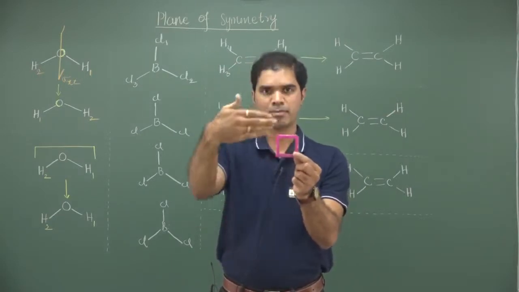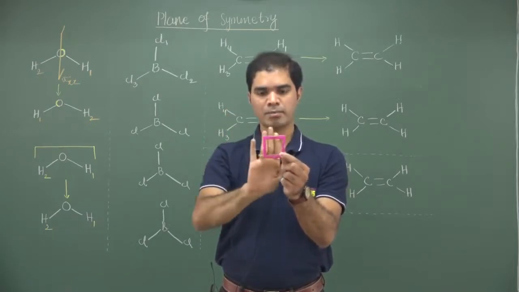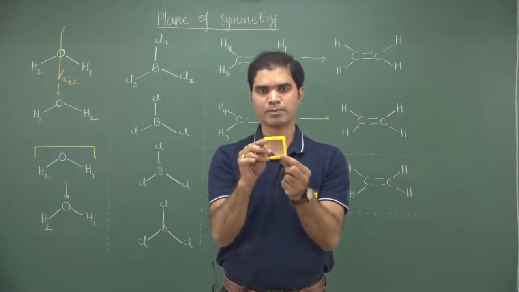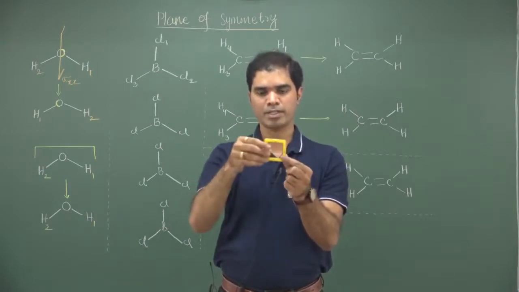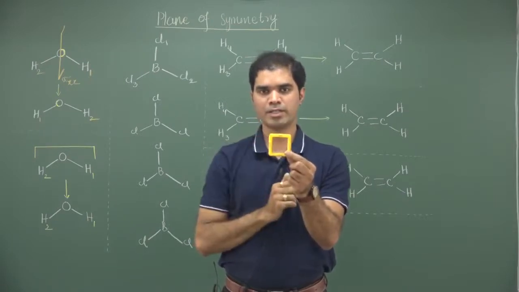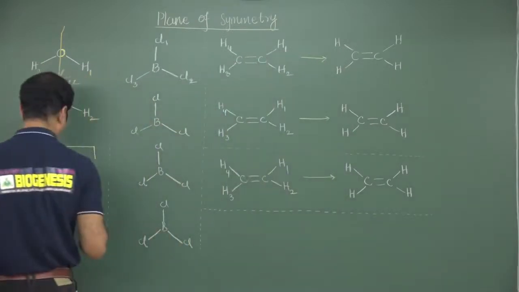I am trying to pass a plane. Once I pass a plane, every atom is in its position, but this half will reflect towards you and this pink will reflect away from you. It is not a rotation, I am just showing it. So these halves get reflected into one another. Definitely there is some change. So this will generate an equivalent structure.